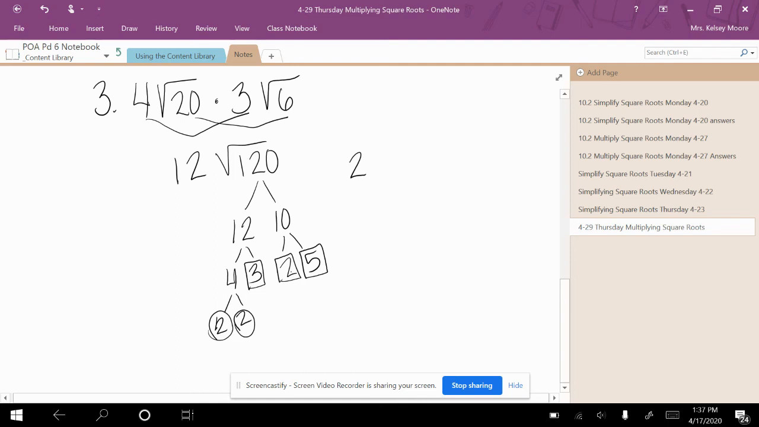So 3 times 2 is 6. 6 times 5 is 30. The 30 will go underneath the radical. And we can't forget about that 12 on the outside. So 12 times 2 is 24 square root of 30.